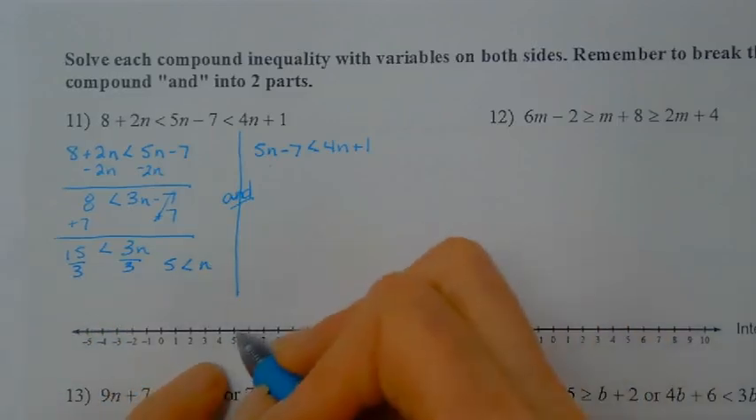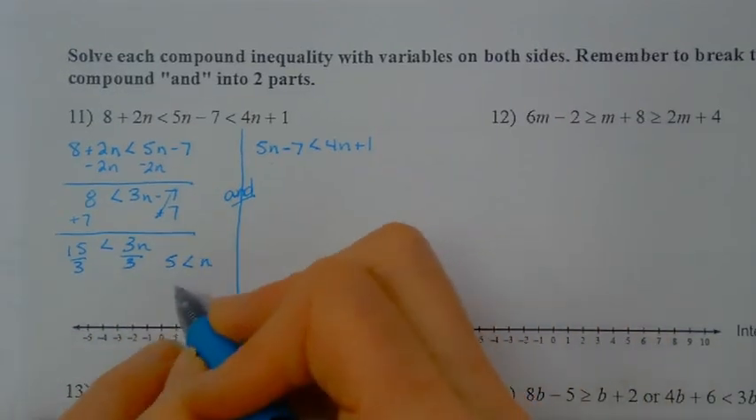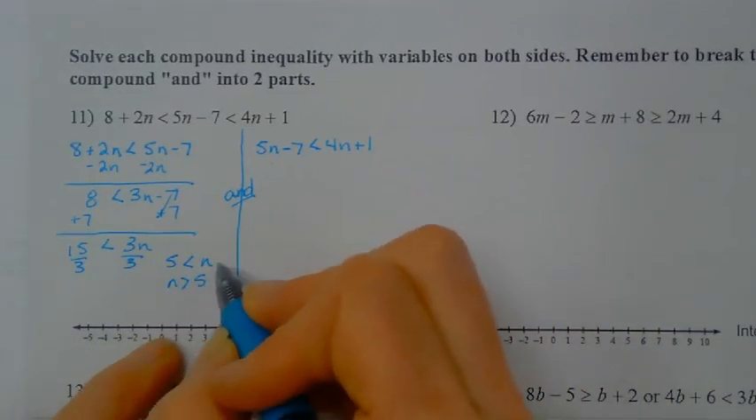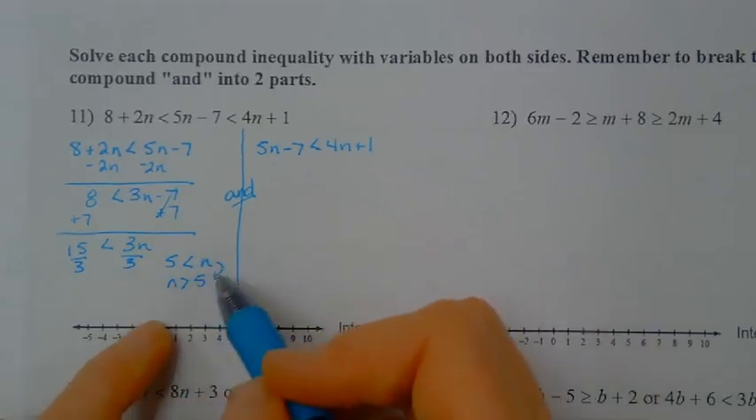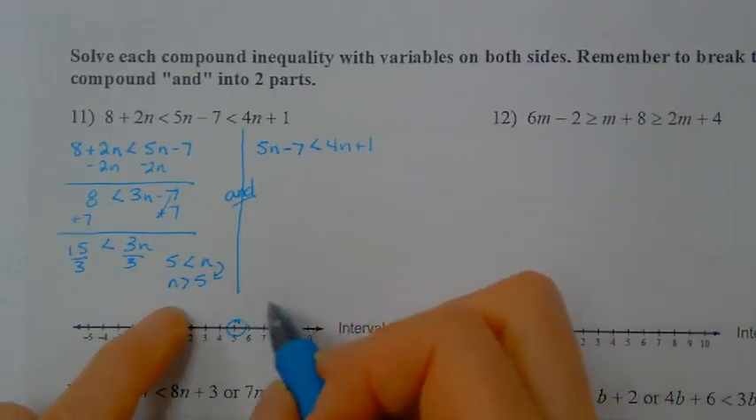And you could switch this around so that n is on the left if you wanted to. Okay, you could switch it. Because the variable, it's nicer when the variable's on the left. So n is greater than 5. So I want all these numbers here.